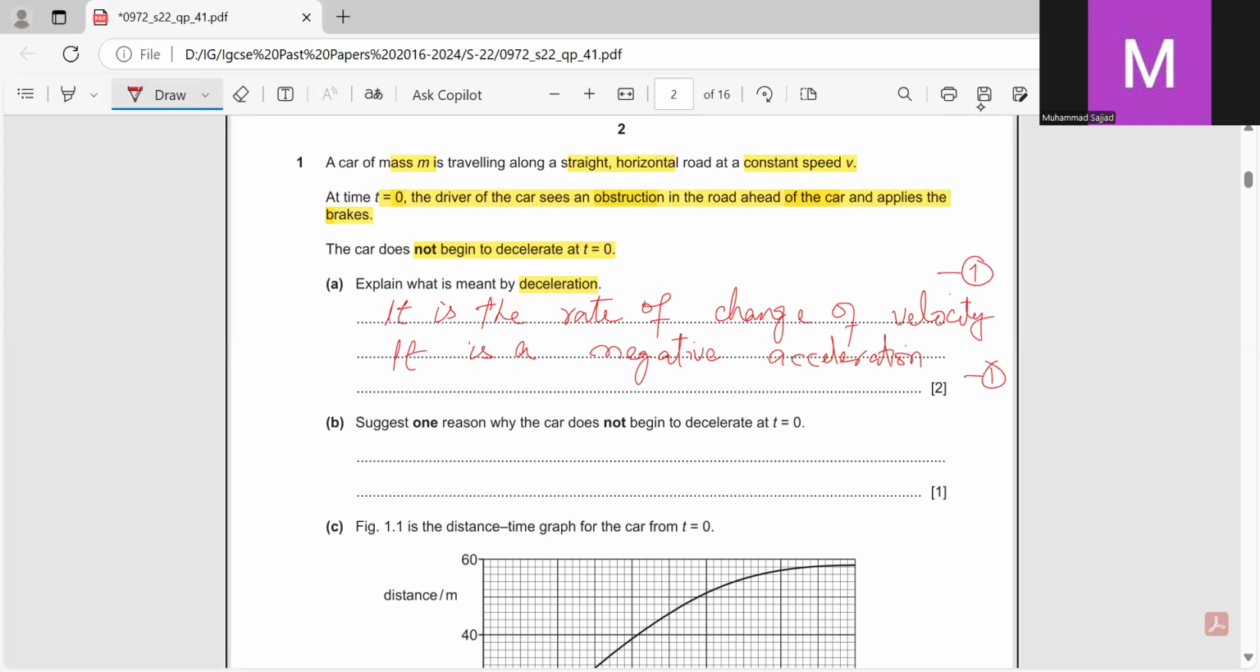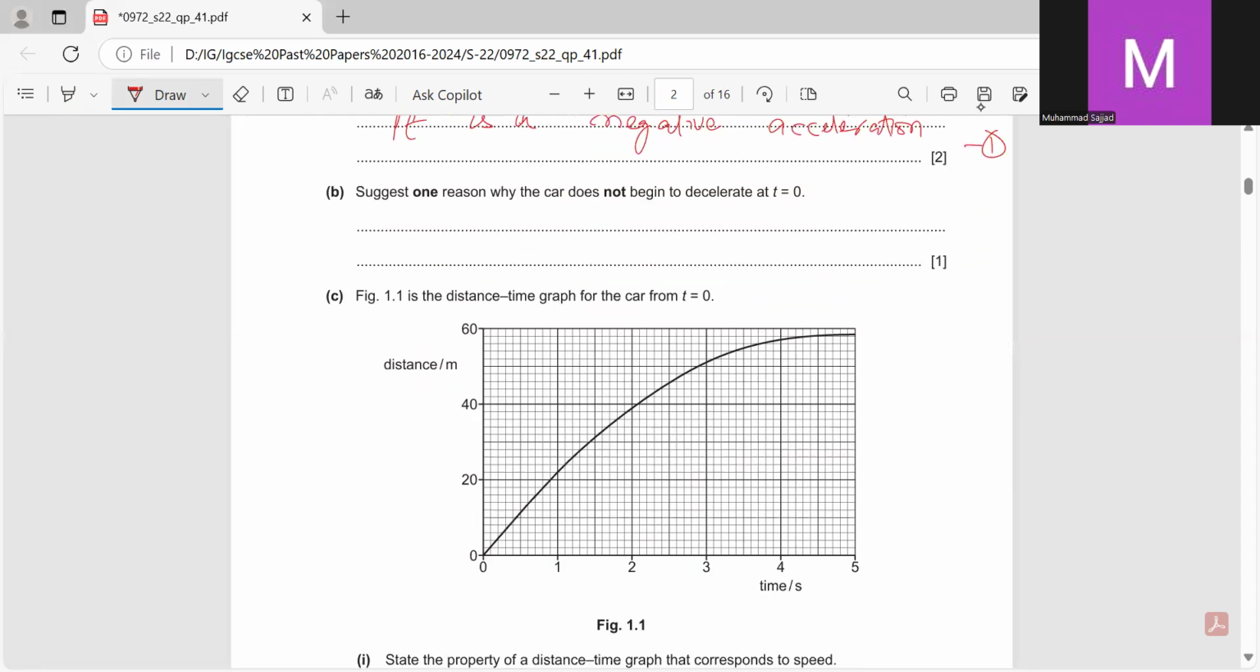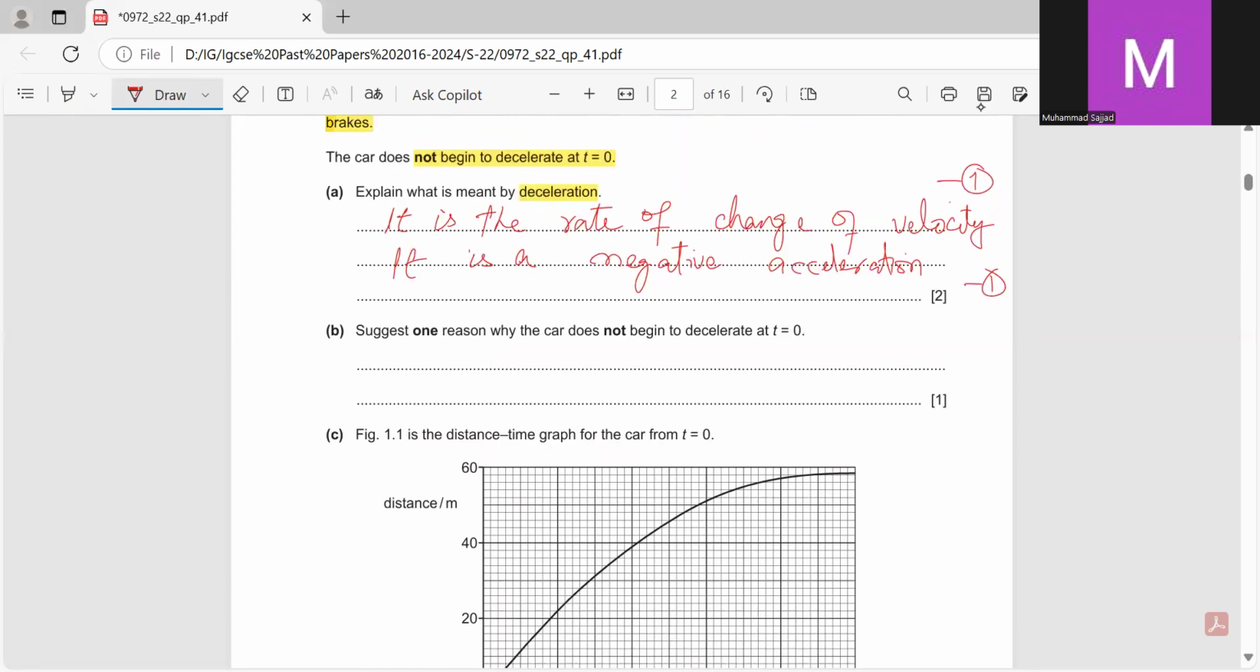Then suggest one reason why the car does not begin to decelerate at t is equal to 0. You can check this diagram. At t is equal to 0, we cannot say that the car is with 0 acceleration. It started to decelerate. Deceleration starts almost here. So why is it not decelerating in the beginning? This is reaction time error. Say you are driving on the road and you see some animal crossing the road ahead of you and you have to apply the brakes. There will be a thinking time, a reaction time, to react and apply the brakes. So that's why it does not start at t is equal to 0.